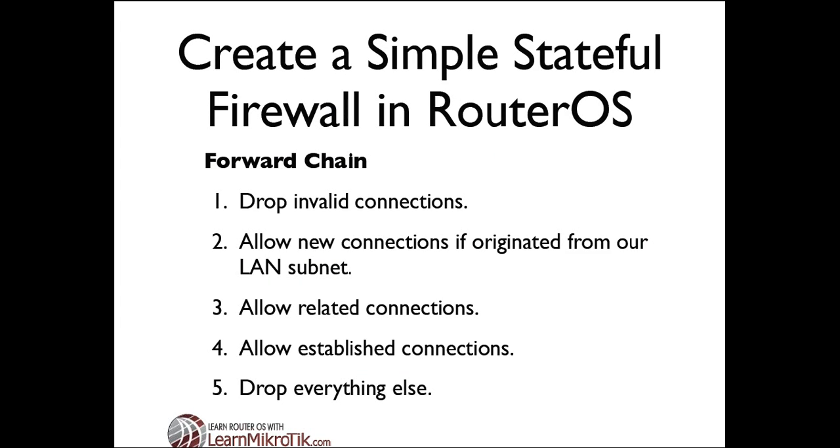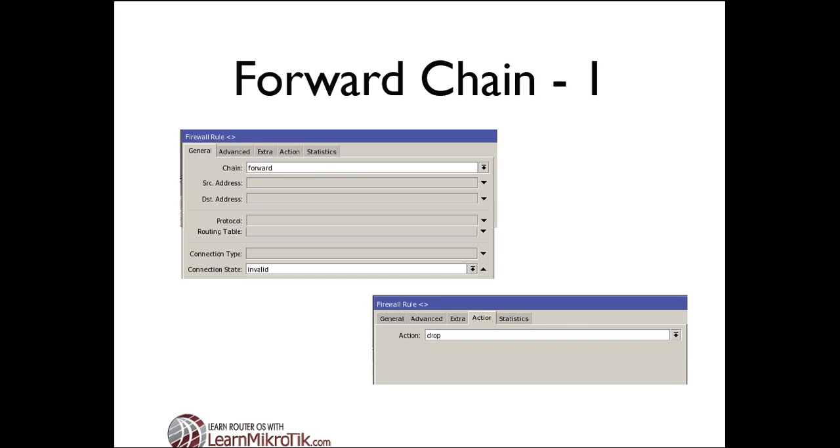The next series of rules we're going to do will be in the forward chain. If you remember what we said earlier, the forward chain protects the clients behind the firewall. So this time, we're going to make 5 rules. The first one will drop invalid connections, just like we did on the input chain. The second one will allow new connections if they are originated from our local area network, meaning if someone on our network wants to pop mail or browse the web, we'll allow that new connection to take place. The third rule will allow related connections. The fourth rule will allow established connections, and then we're going to drop everything else. So with this particular set of rules, our customers on our local area network can pretty much do anything they want to do on the internet, but hosts on the internet cannot get back through the router to try and attack our local area network. So very simplistic but effective firewall.